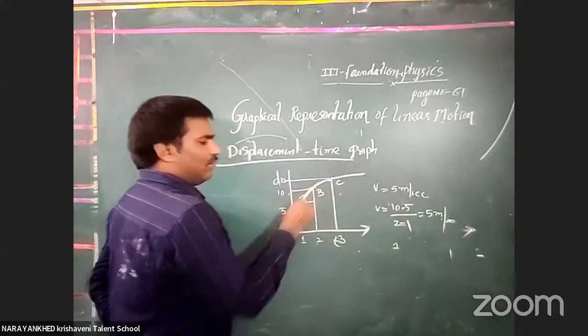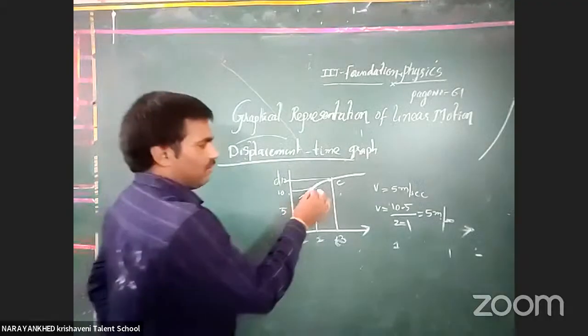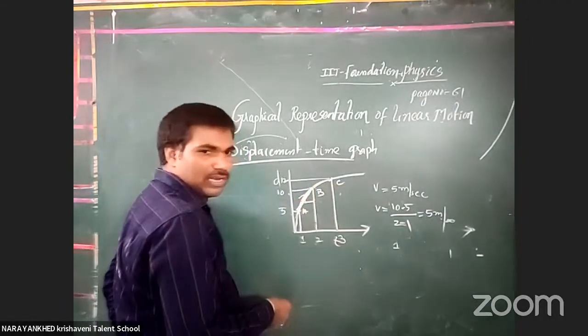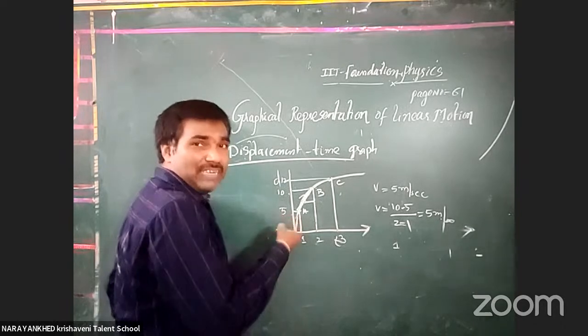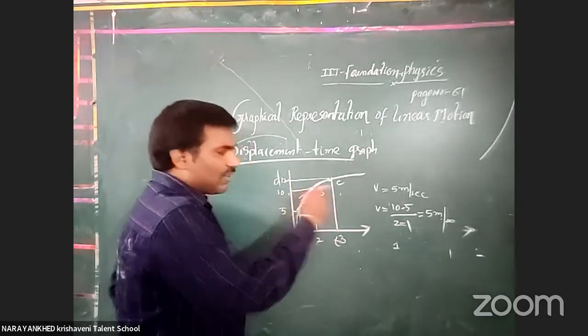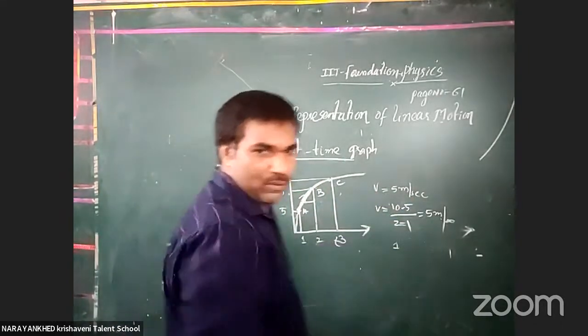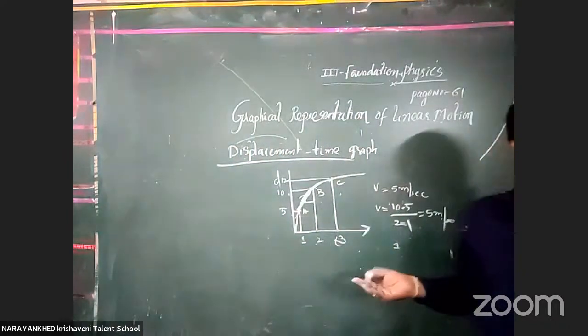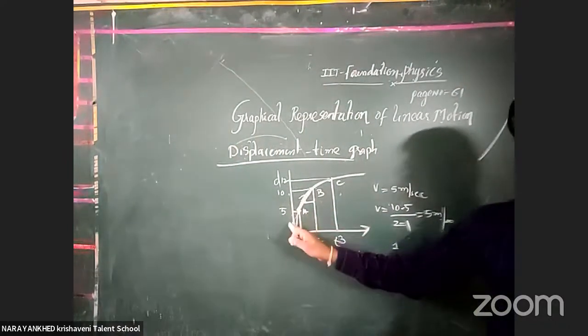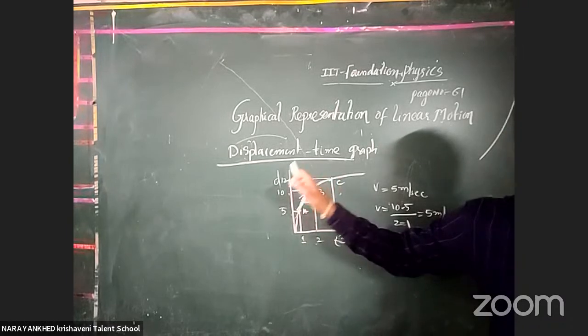Yes, 5 meters per second. From year to year it is uniform. It looks like a straight line. But when we take B to C, it is non-uniform. It is increasing only. From year to year there is the same change, the same velocity. 0 to 1 second, 5 meters. 1 to 2, it is 5.